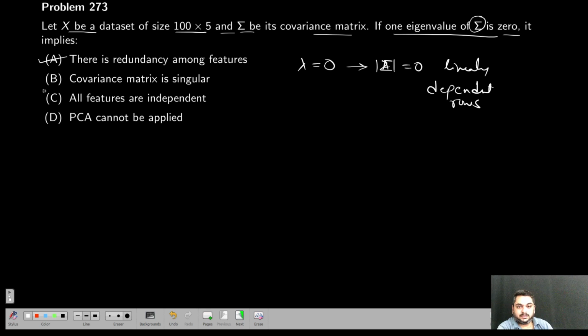So the covariance matrix is singular. Is it true that all features are independent? No, some of the features are dependent. That is the definition of collinearity. PCA can definitely be applied, because PCA requires the covariance matrix to be positive semi-definite. That is, lambda should be greater than or equal to 0, not only greater than 0. So saying PCA cannot be applied is wrong.